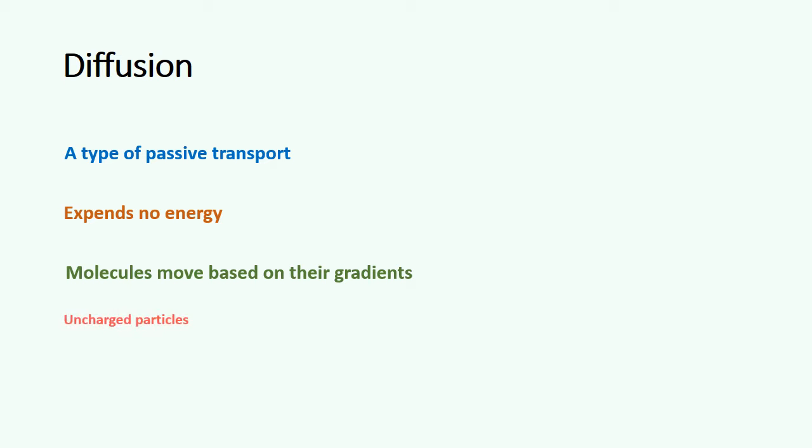Diffusion is a type of passive transport and does not require energy consumption. In the process of diffusion, molecules move based on their gradients. The chemical or concentration gradient causes the uncharged particles to move, and the electrochemical gradient plays a role in the motions of the charged particles.